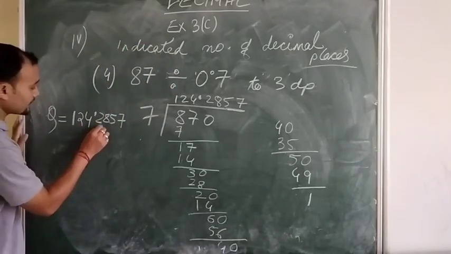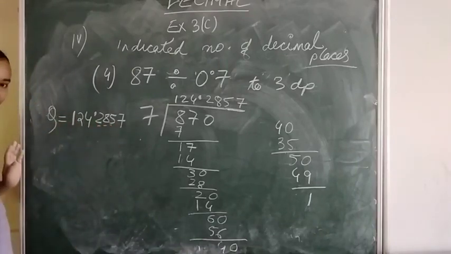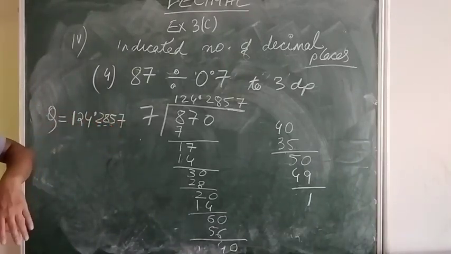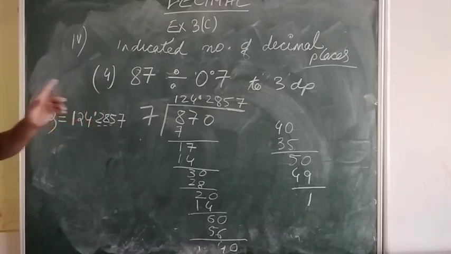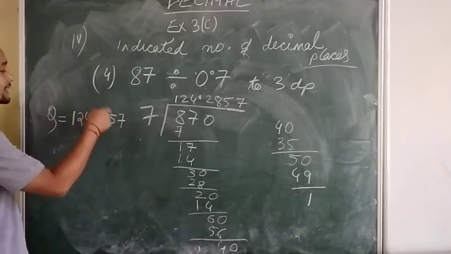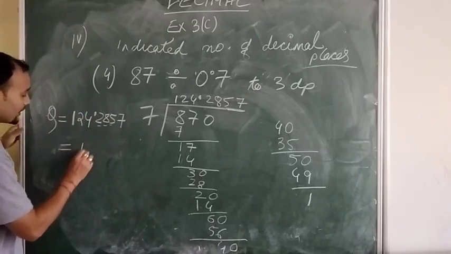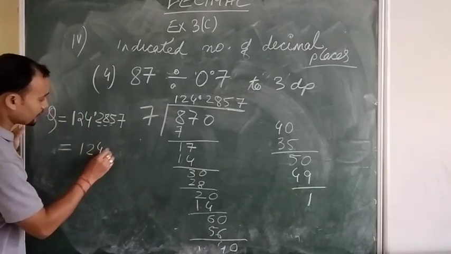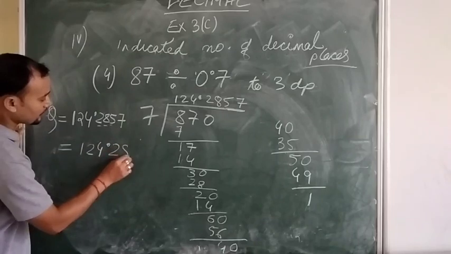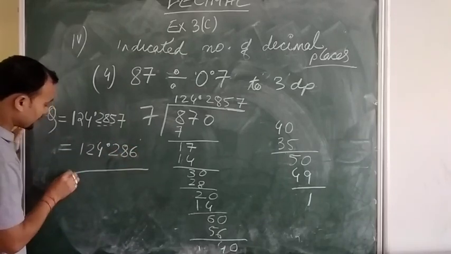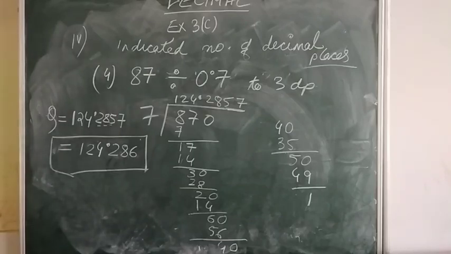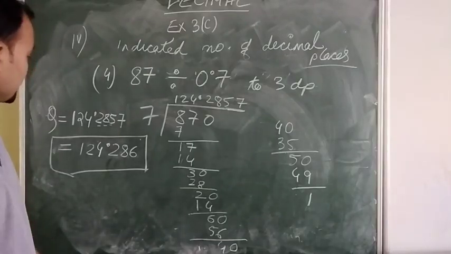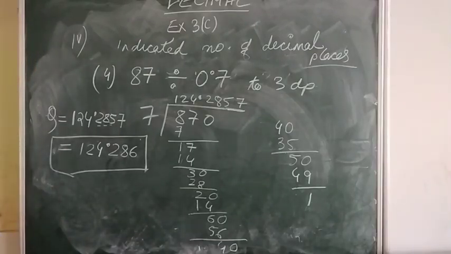Now this is 1, 2, 3. Check the fourth number. The fourth number is 7, which is bigger than 5. So 1 is going to be added to 5, making it 124.286. Our answer is this. Okay, guys, this is the answer.